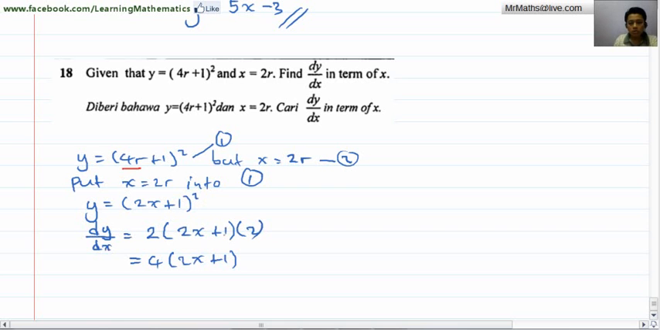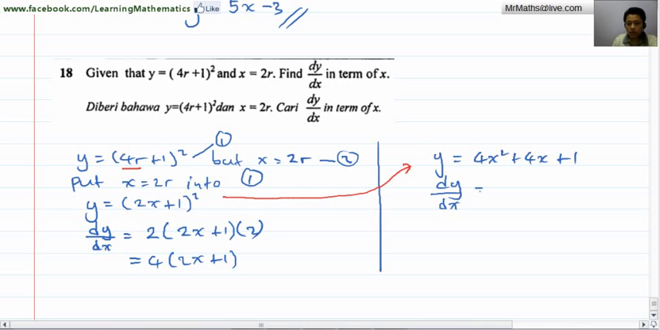The other way to do that is, I just draw a line from this step. I can also do this: y is equal to, I just open the bracket here and square them, 4x squared + 4x + 1. So dy/dx is going to be 8x + 4, which is still the same as this, because I can factorize it, put 4 outside, then 2x + 1 inside. So still the same answer.